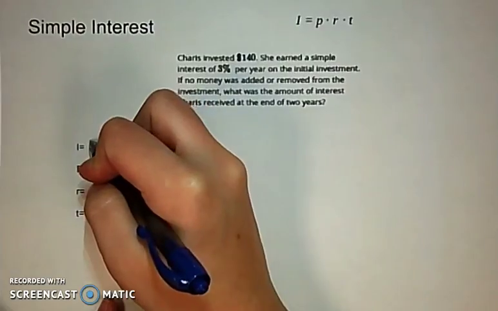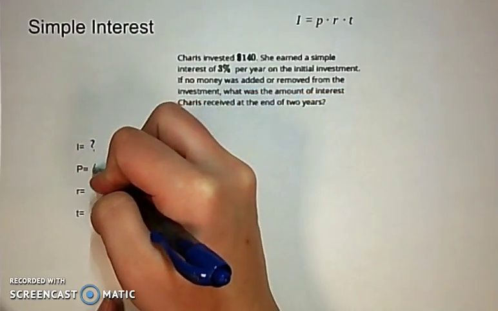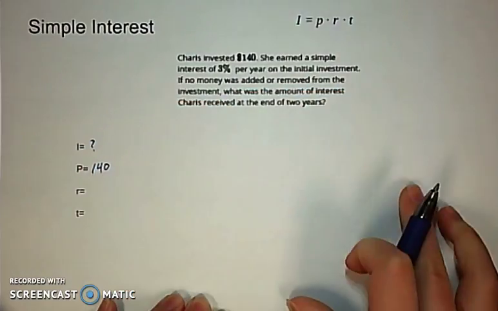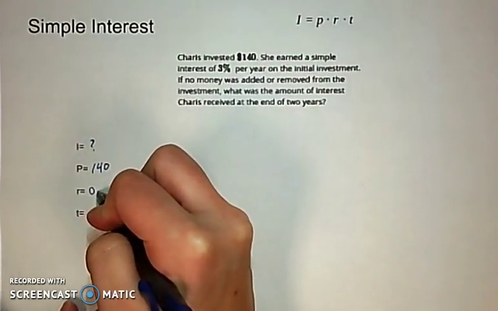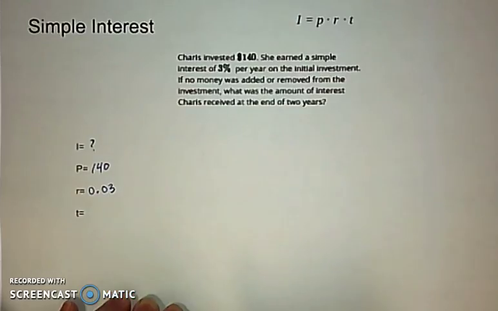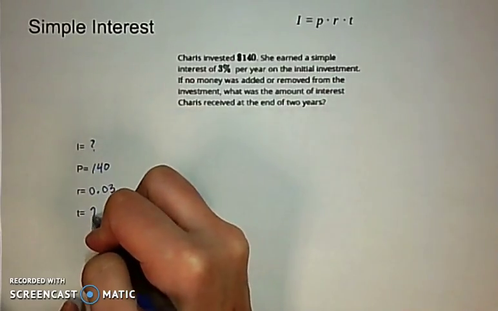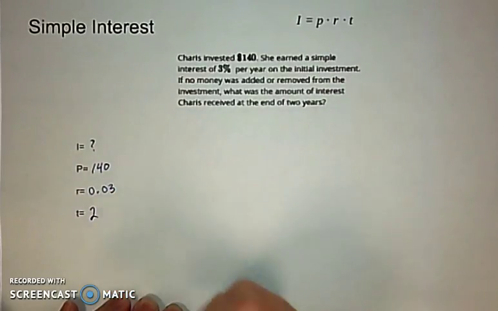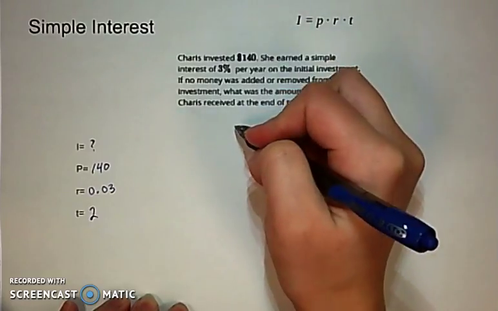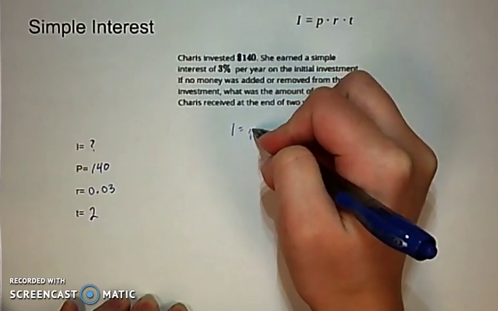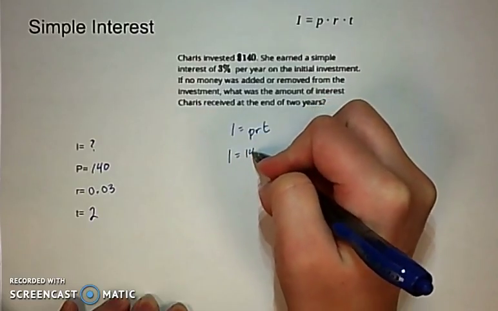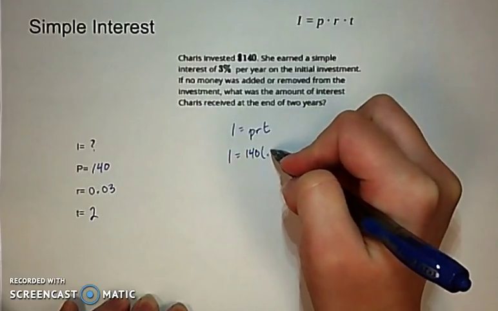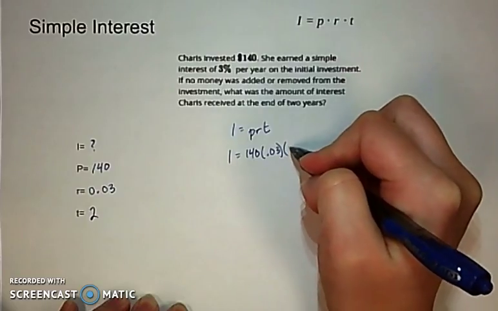Okay, so let's see what we know here. We don't know the interest. We know the principal, her original investment, was $140. The interest rate is 3%. We want to put that as a decimal, so we're going to put 0.03, and then time is going to be 2 years. And again, remember, this time is always in years. Now we want to plug into our formula. So if we have I equals PRT, now we're going to have I equals 140 times 0.03 times 2.